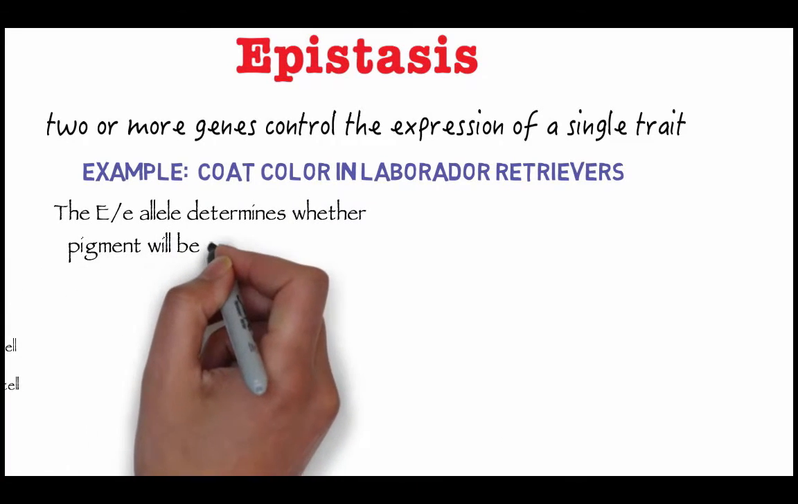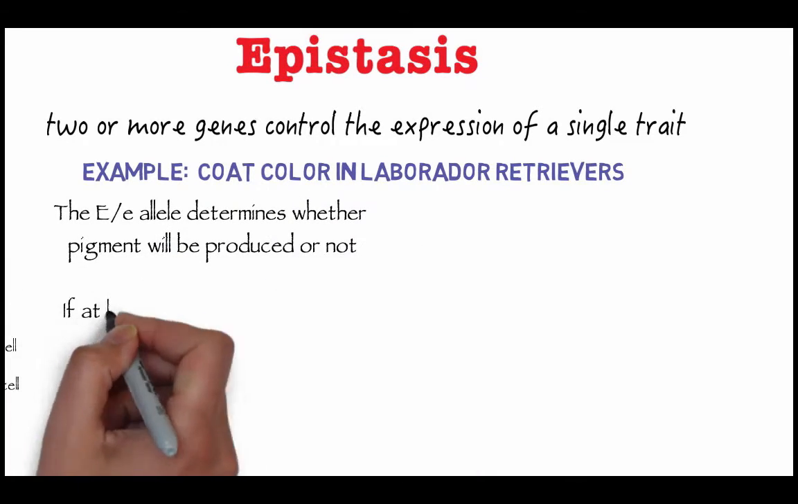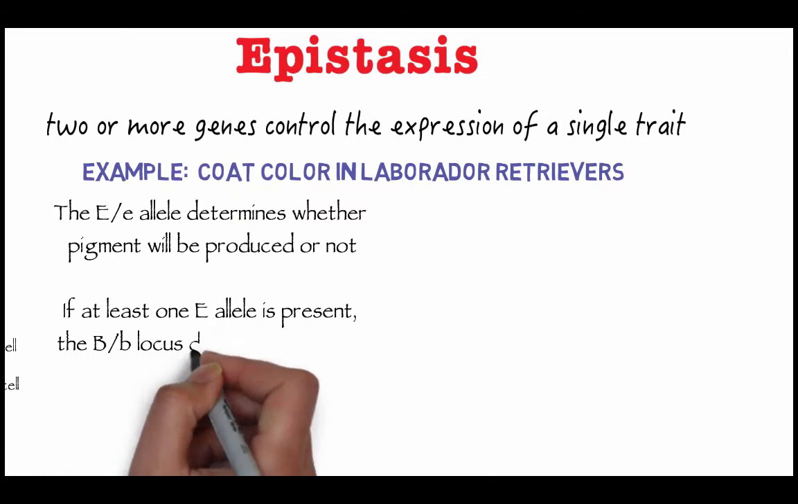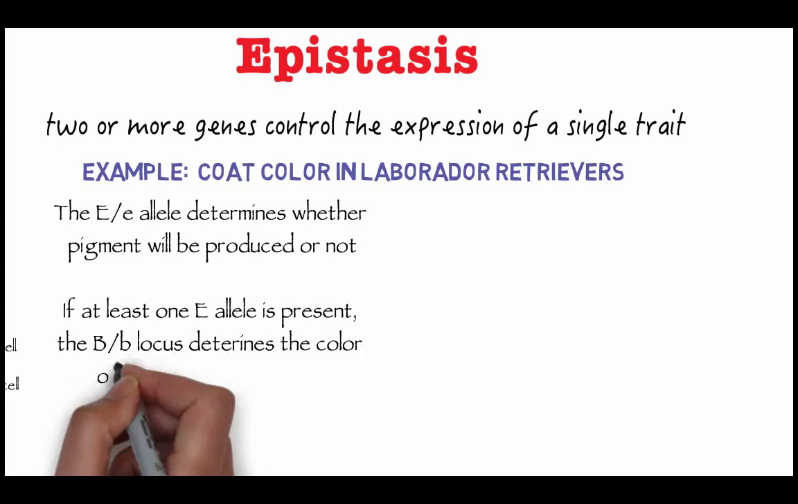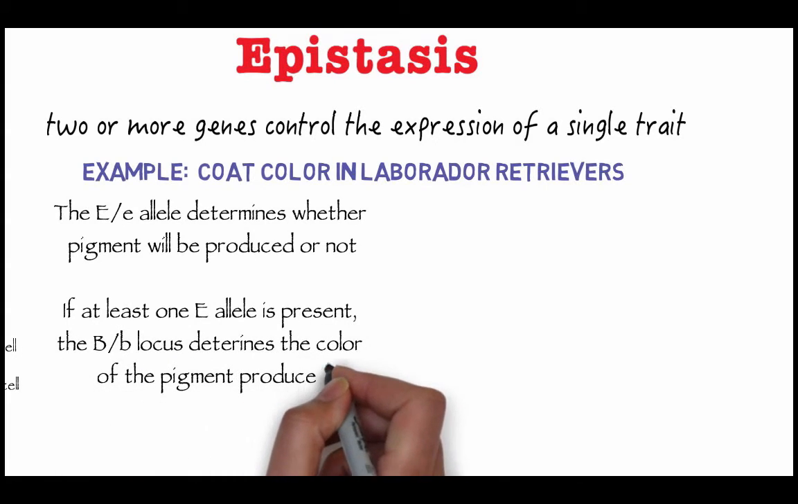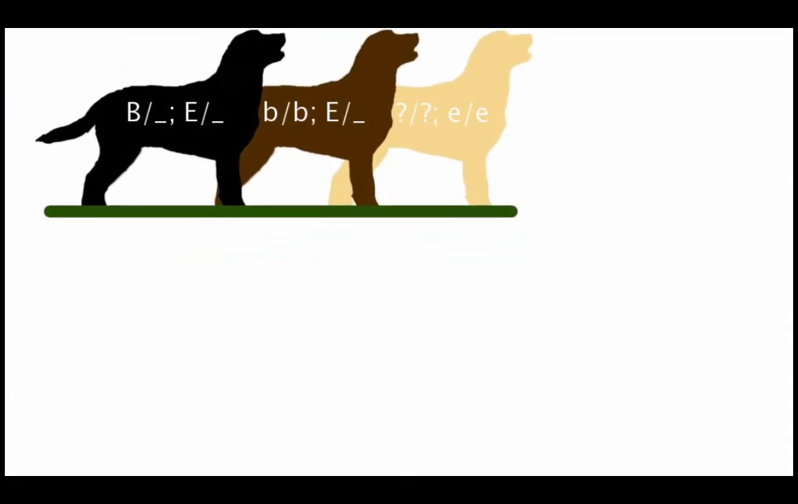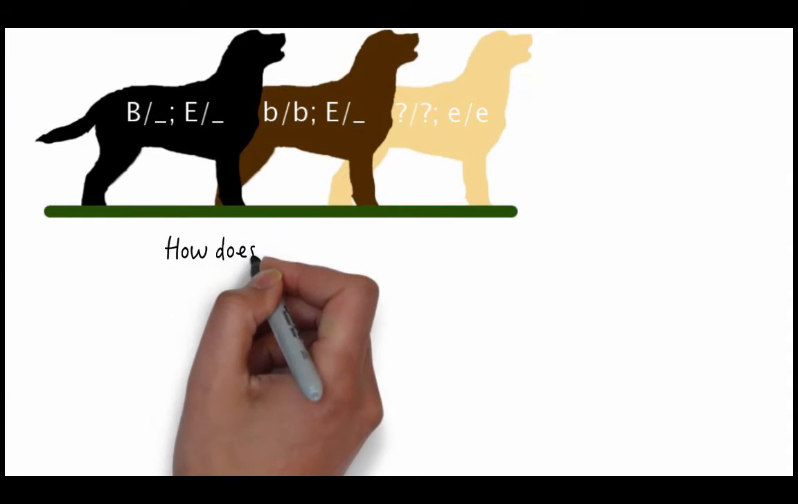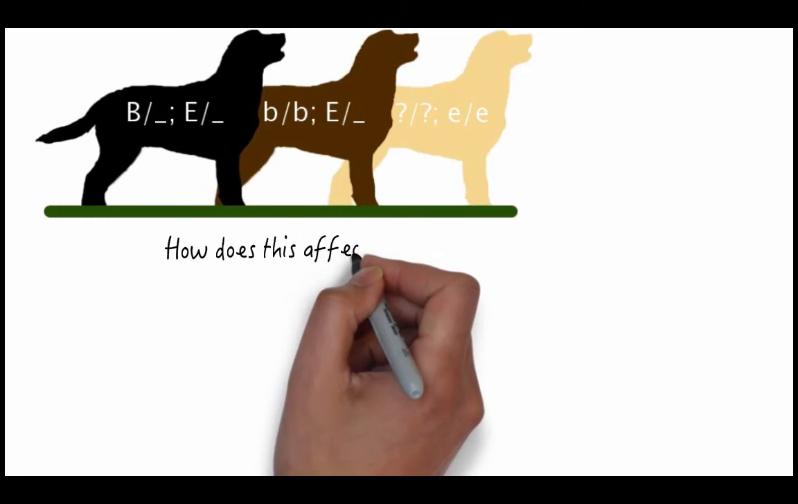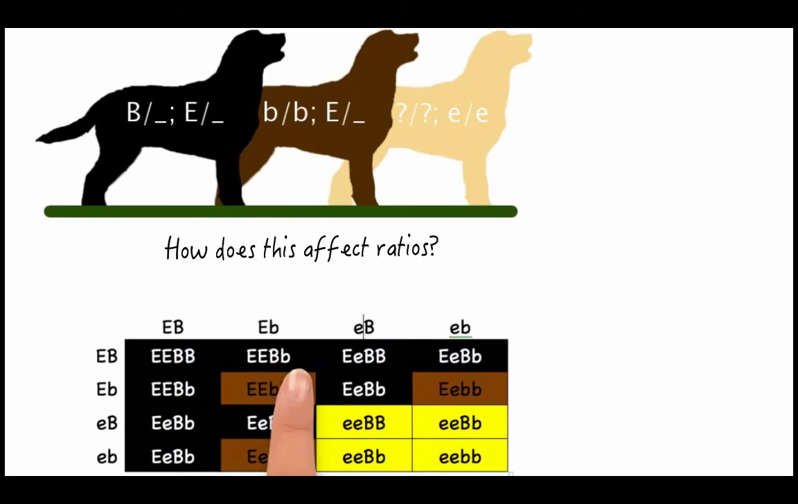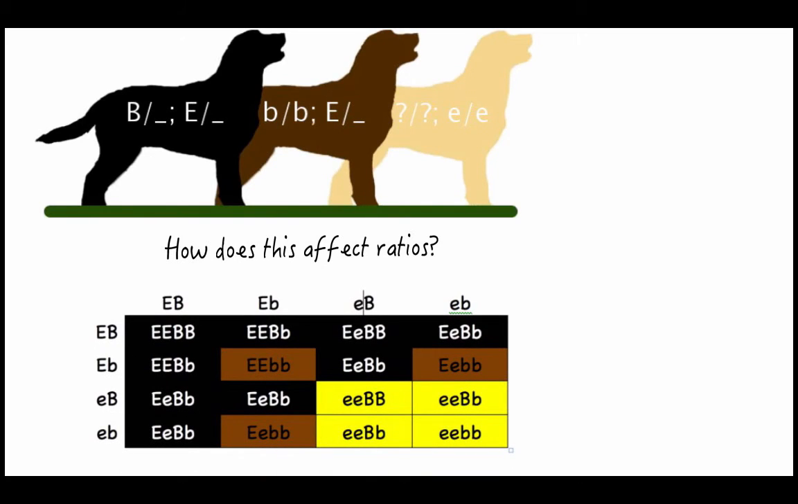One, we'll call it big E, determines whether or not pigment is produced. If a dog inherits at least one dominant allele, then this allows the gene for pigment color to be expressed. In this gene, the capital B allele is dominant to the little b allele. Dogs with one or more big E's inheriting one or two big B alleles are black, while dogs with one or more big E alleles inheriting two little b alleles are brown.